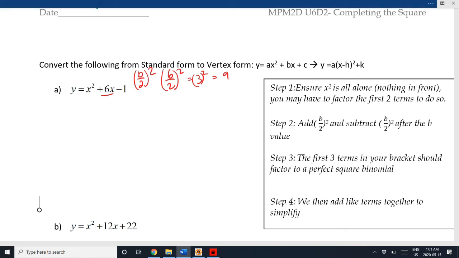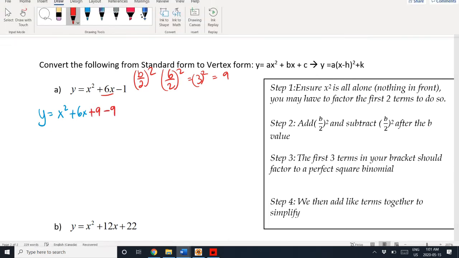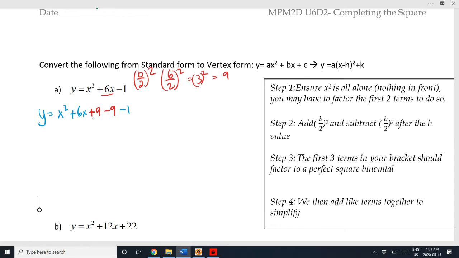So now we're going to write our equation again, and we're going to add and subtract 9. If you think about it, we're not really adding or subtracting anything because plus 9 and minus 9 is just 0. So we're not changing the equation at all. But this allows us to do something. If we add brackets around the first 3 terms here, we'll notice that this is a perfect square trinomial, and so we could factor it as such.